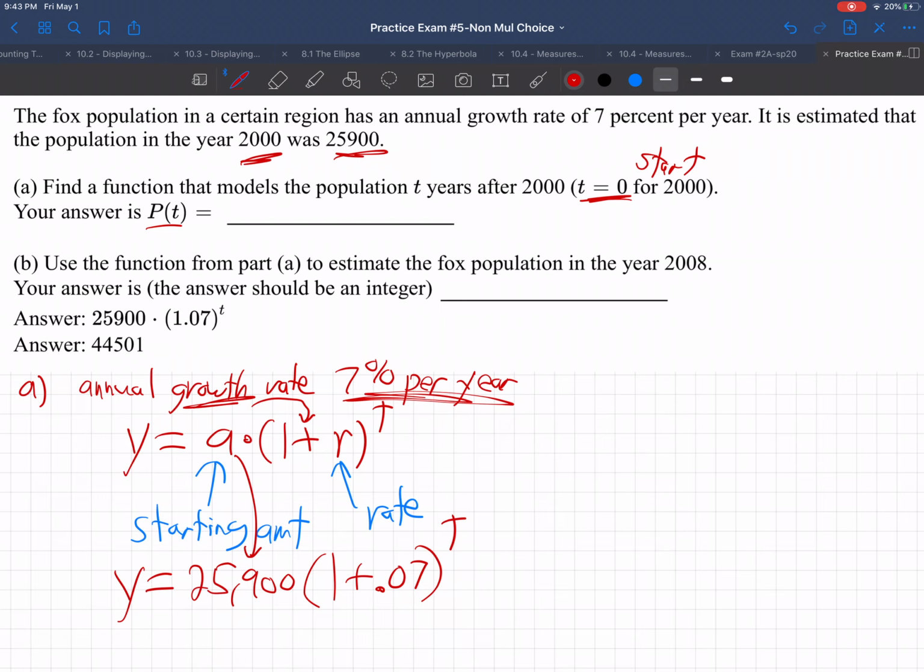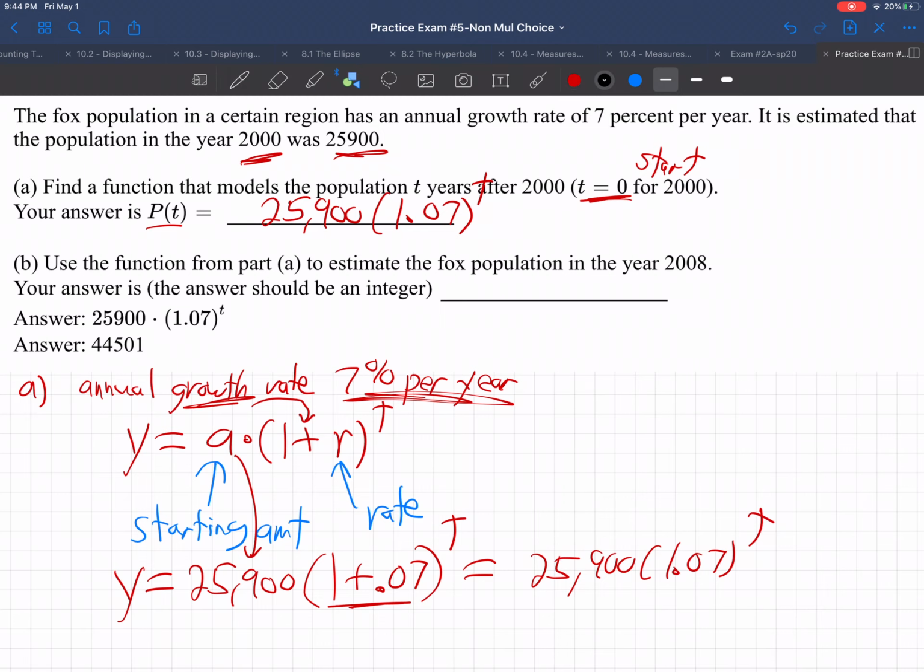So there's our formula. We could simplify that. So that's just going to be 25,900 times 1.07 to the t, right? Because 1 plus 0.07 is just 1.07. So there we go. There's the formula that we're going to use now.